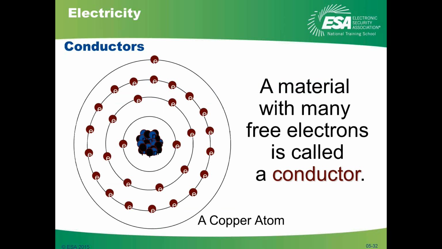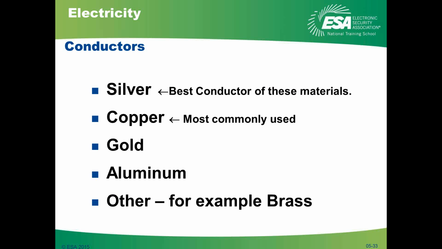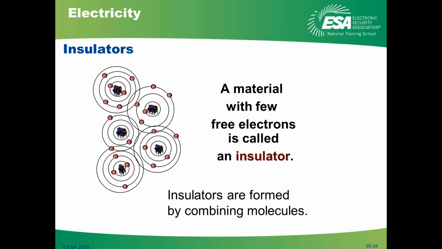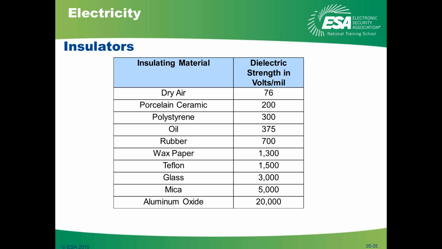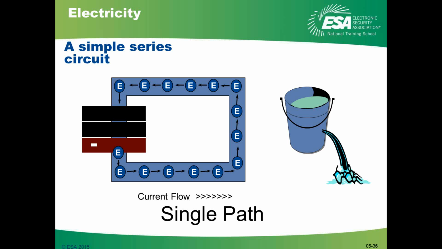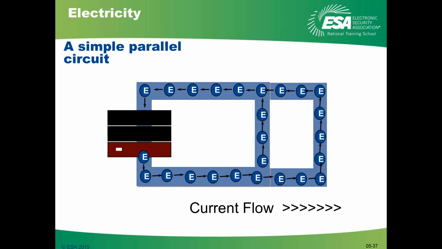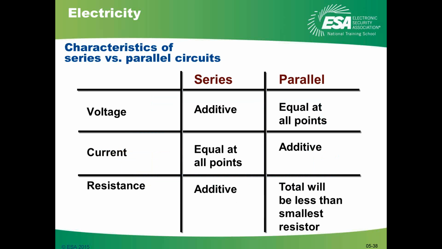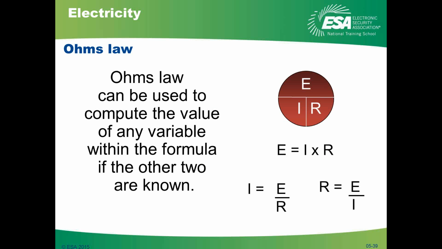We still talk about conductors and the fact that silver's better than copper, but copper's the most common. And then insulators and the various types of insulating material, we talk a little bit more about than what we had in the past. We still have the simple series circuit. The parallel stays the same. The characteristics stayed the same. And then getting into Ohm's law.